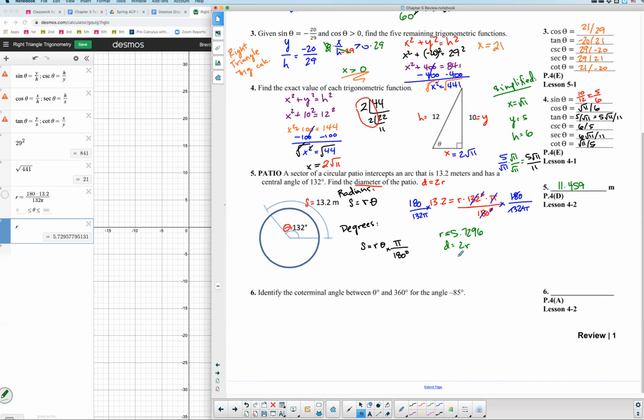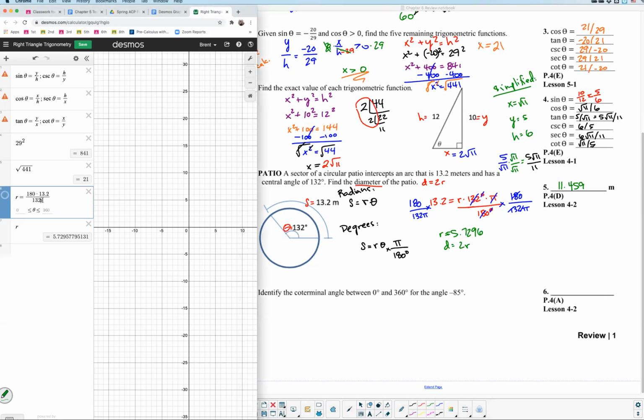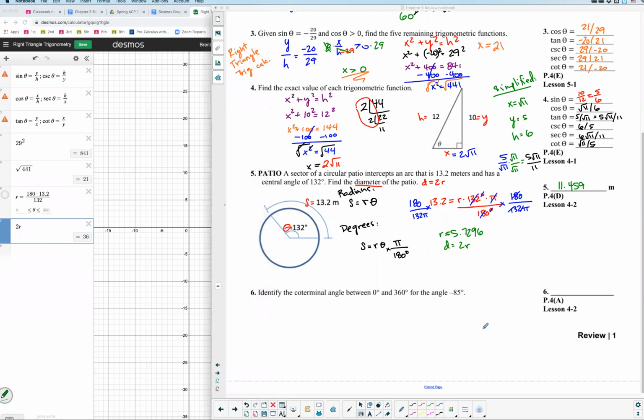Now, if we want it in terms of pi, what you would do is you'd come back over here and you would not type in that pi like that. And so now this is going to be in terms of pi. So it's 18, and then when you take 2r, you get 36. So you could say it is 36 over pi meters. You could write the answer either way.